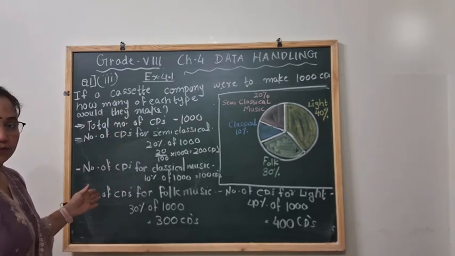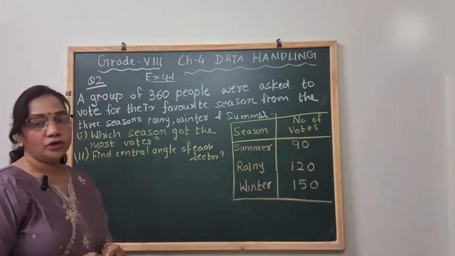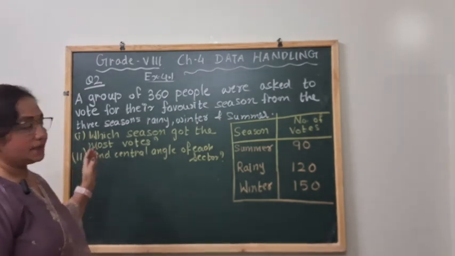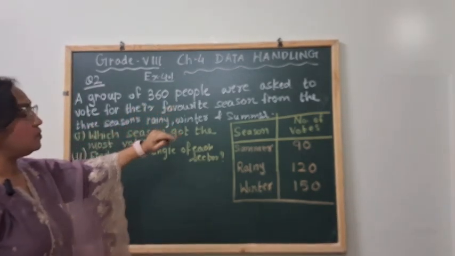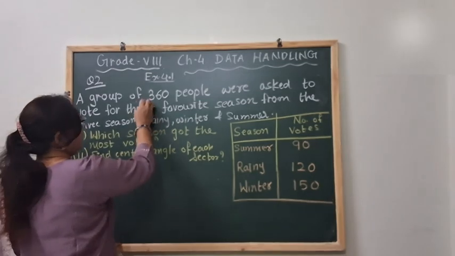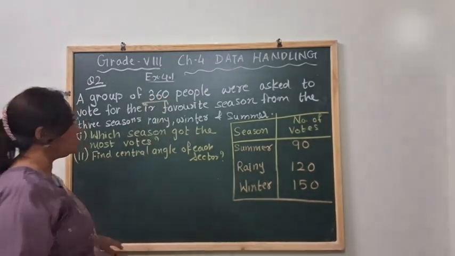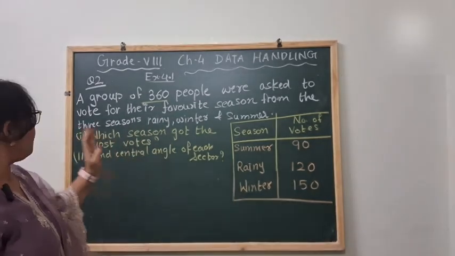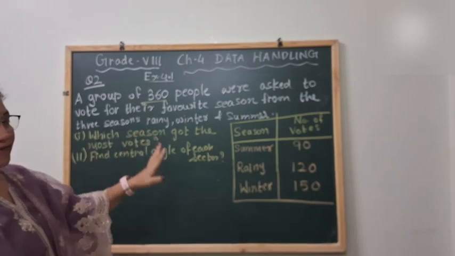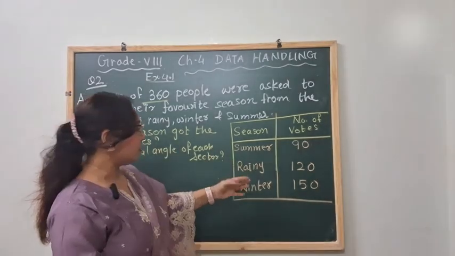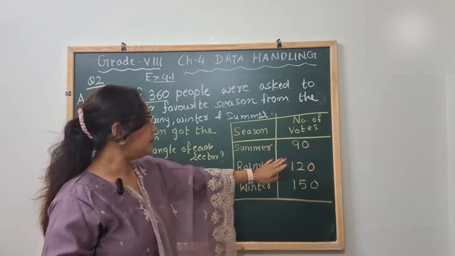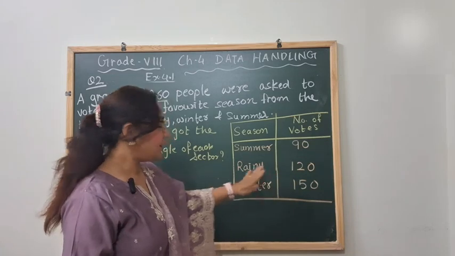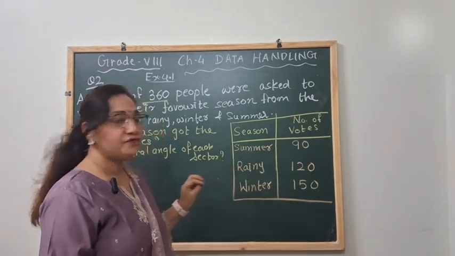Now moving on to question number 2, students. Okay, now question number 2, exercise 4.1. The question says, a group of 360 people were surveyed. Total number of people surveyed are 360. A group of 360 people were asked to vote for their favorite season from 3 seasons: rainy, winter and summer. And this was the result they got. 90 people had voted for summer, 120 for rainy and 150 for winter.